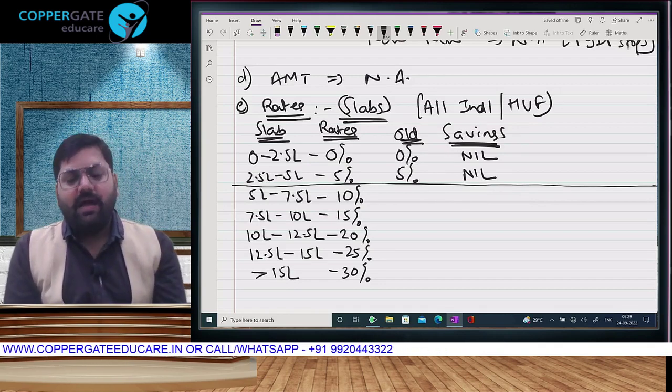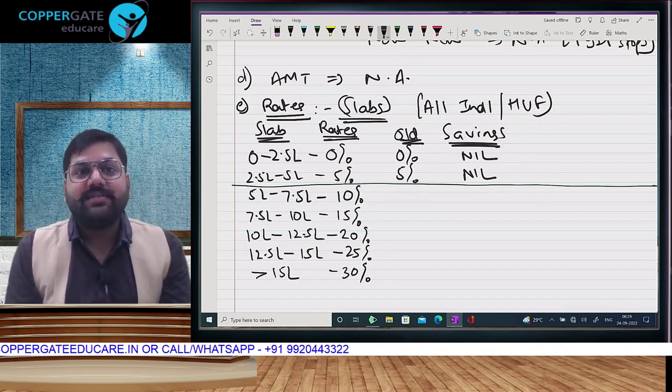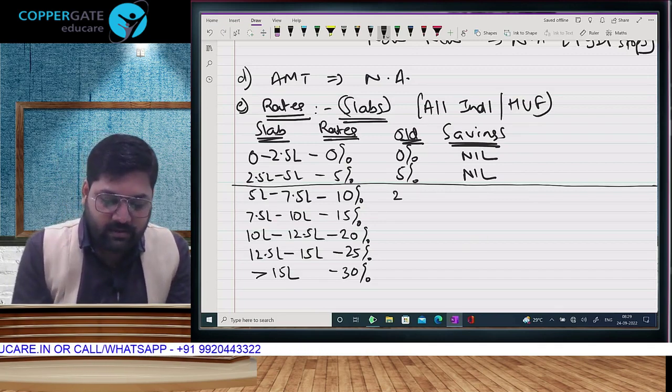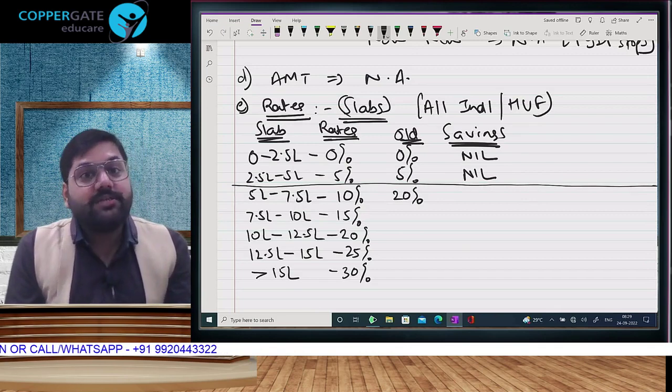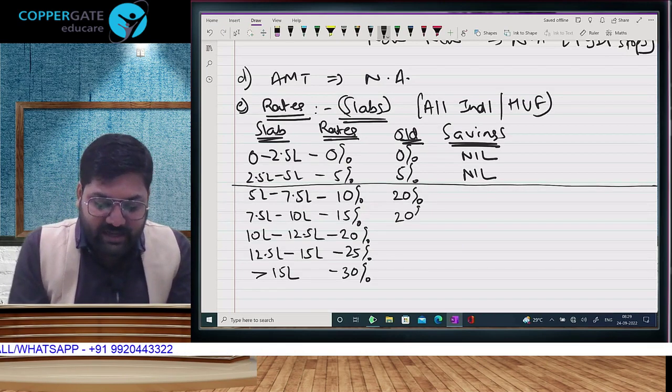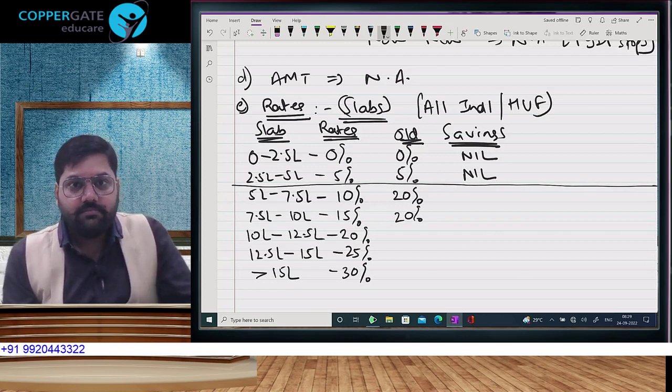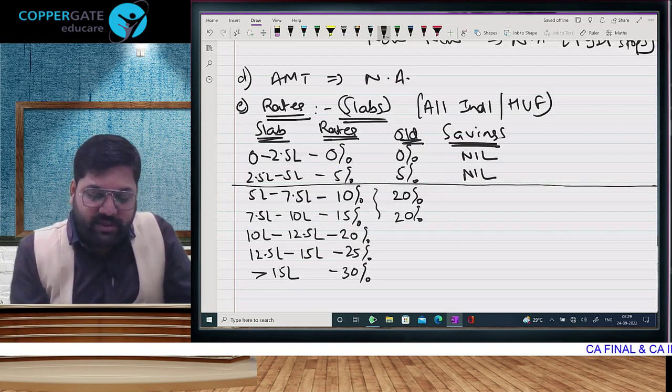Let's go ahead. After 5 lakh, what is the rate in the old regime? 20%. Not just till 7.5, but can I say right up to the bracket of 10 lakh, 5 lakh to 10 lakh, old ka rate is 20. Correct? So I can write 20 for both these brackets.